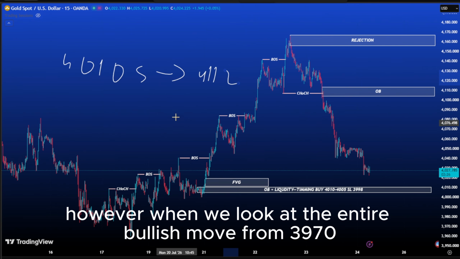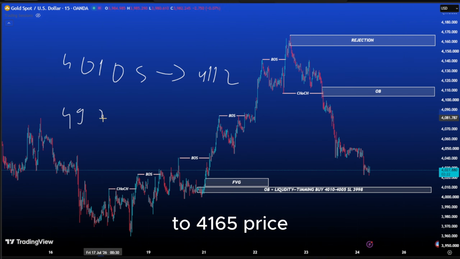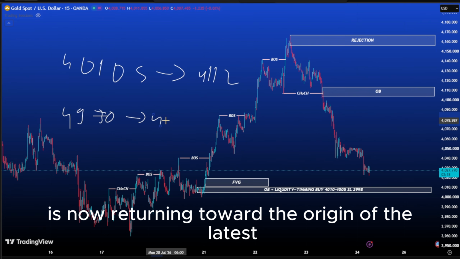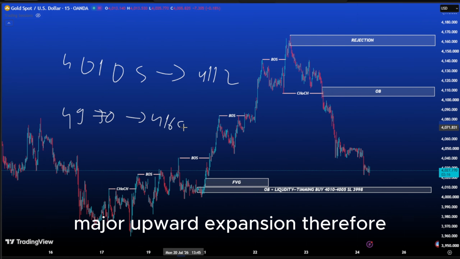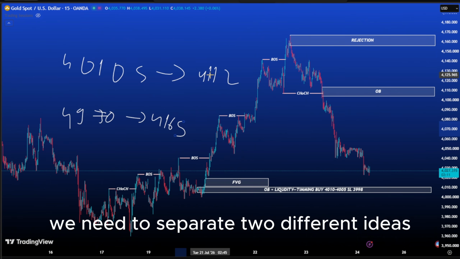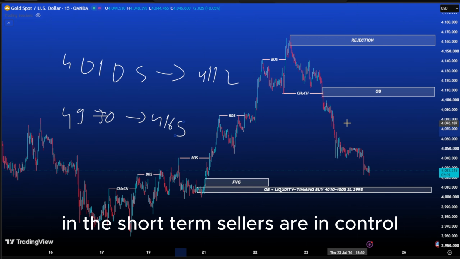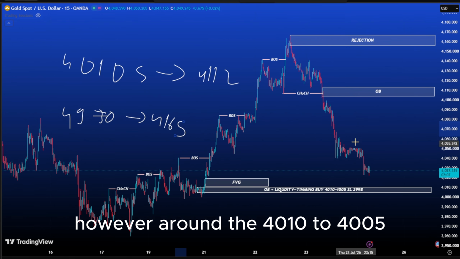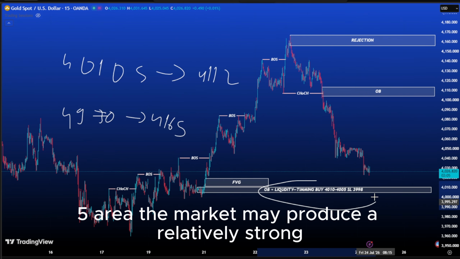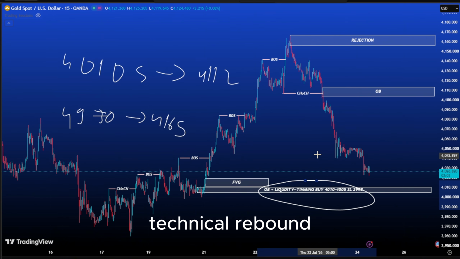However, when we look at the entire bullish move, price is now returning toward the origin of the latest major upward expansion. Therefore, we need to separate two different ideas. In the short term, sellers are in control. However, around the 4224.75 area, the market may produce a relatively strong technical rebound.